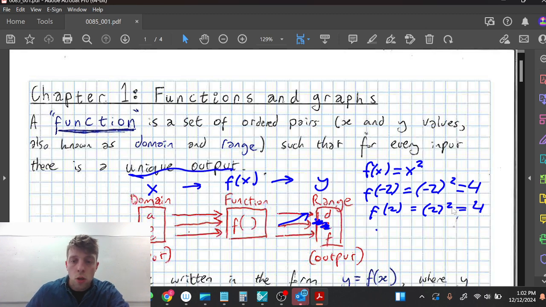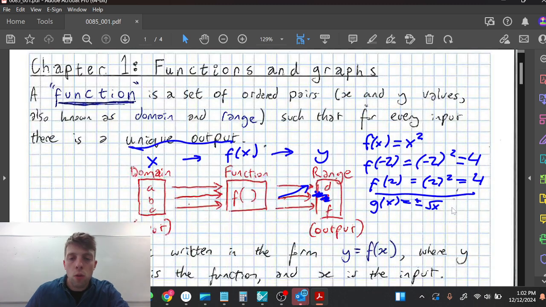Here's an example of something that is not a function. If I have the relation or the equation g of x is equal to plus or minus the square root of x, this is where we start encountering some problems. Let's say I put in 9. I'm going to get plus or minus the square root of 9. Now, the square root of 9 is equal to 3 because 3 times 3 is equal to 9. So this is going to be equal to plus 3 and minus 3.